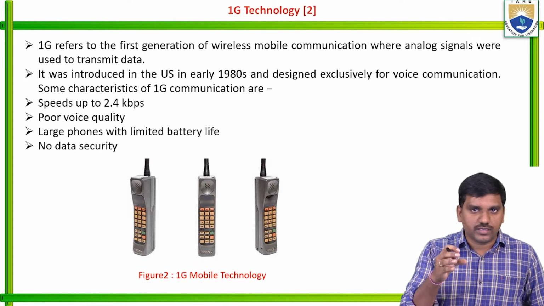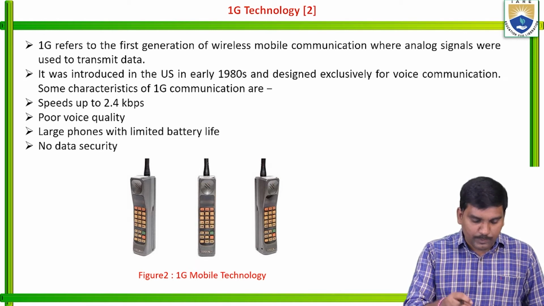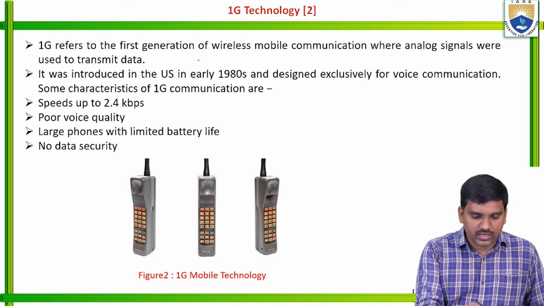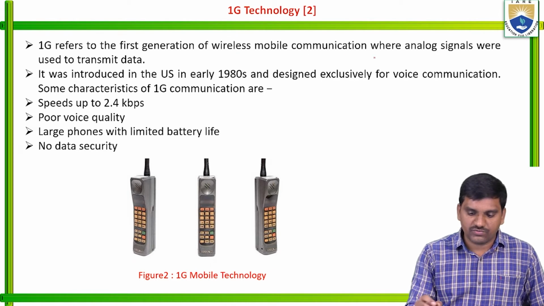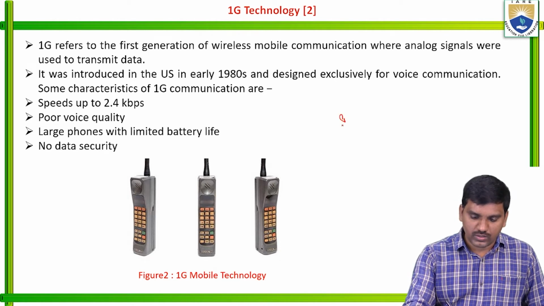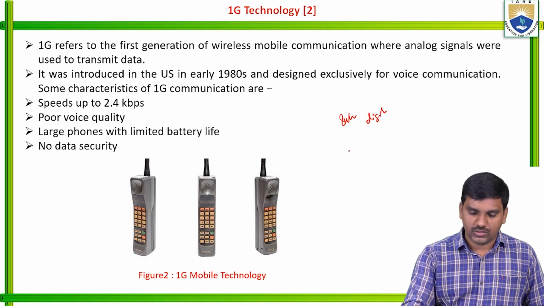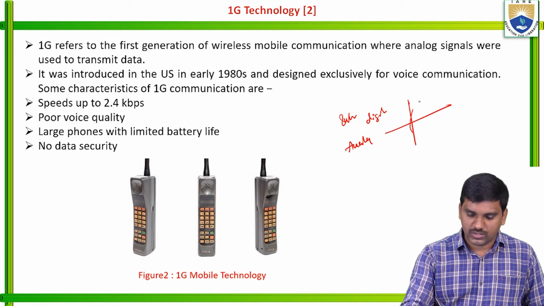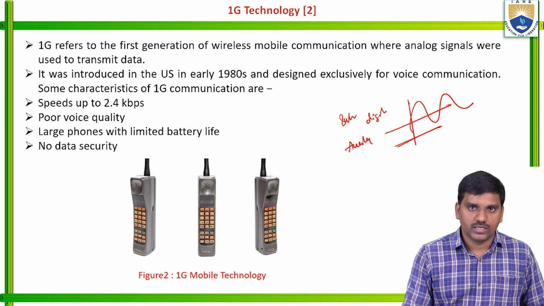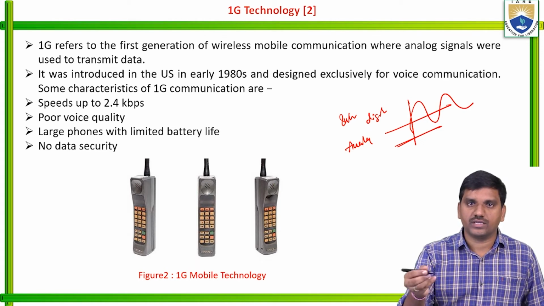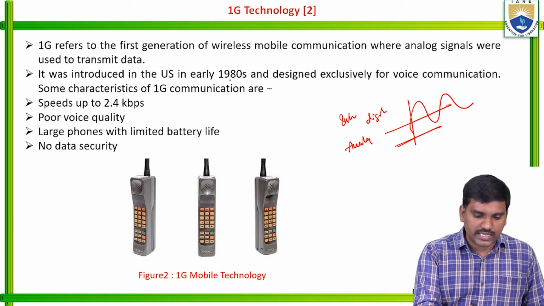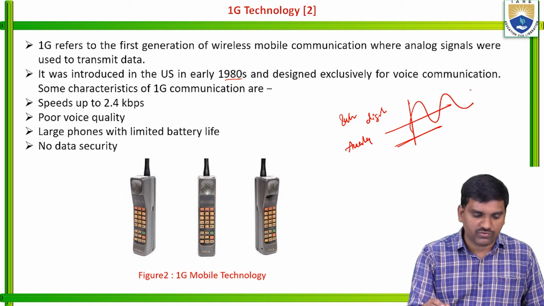So it is very basic first generation technology. 1G refers to first generation wireless communication where analog signals were used to transmit the data. So there is no introduction of digital communication. Everything is in an analog way. It was introduced in the US in the early 1980s, designed exclusively for voice communication.